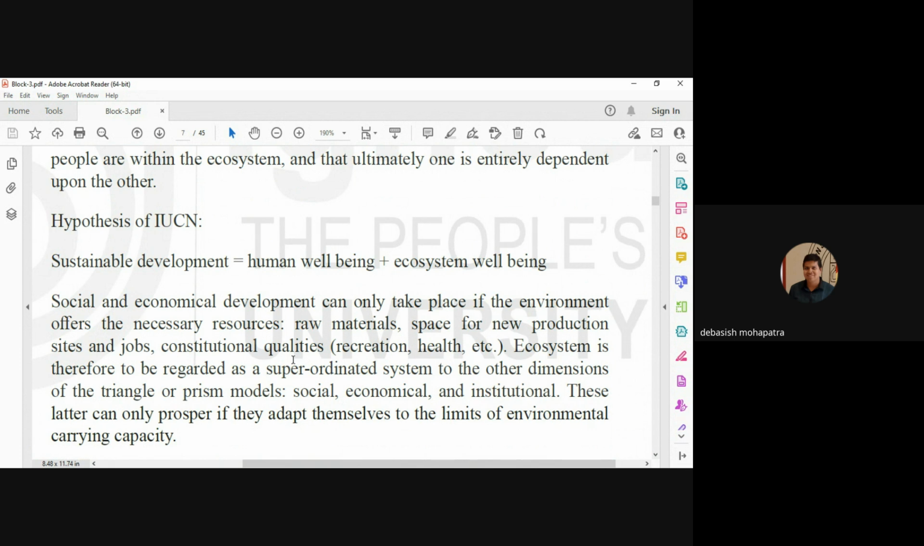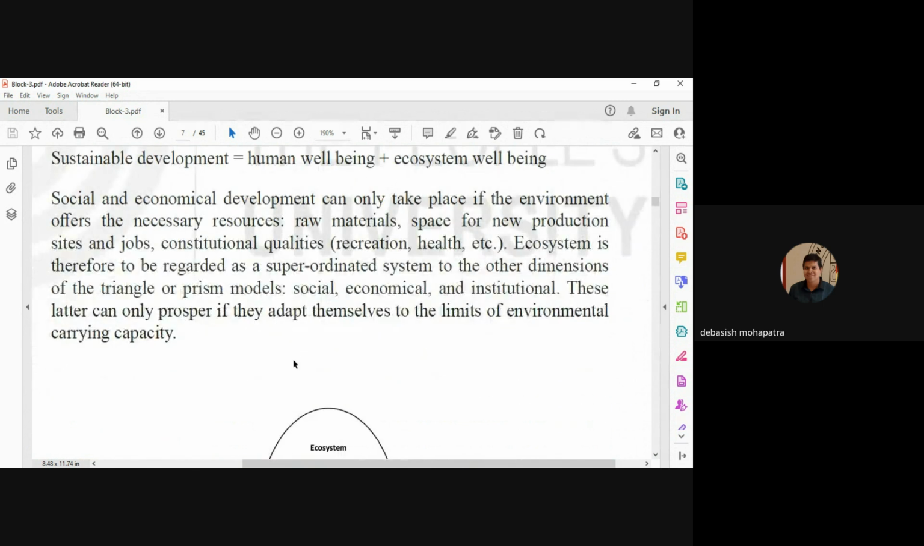Social and economic development can only take place if the environment offers the necessary resources, raw materials, space for new production sites and jobs, constitutional qualities, recreational health, etc. Ecosystem is therefore to be regarded as a superordinate system to the other dimensions of the triangle or prism model: social, economic, and institutional. These latter can only prosper if they have adapted themselves to the limit of environmental carrying capacity.